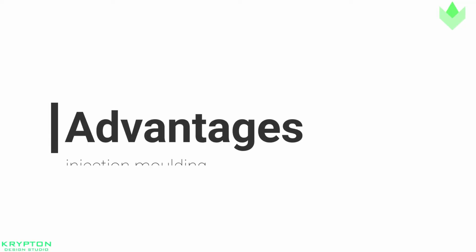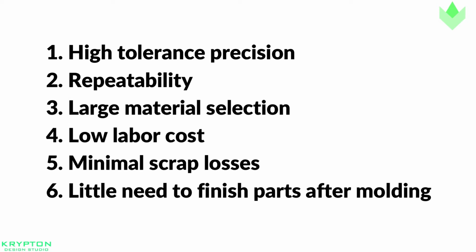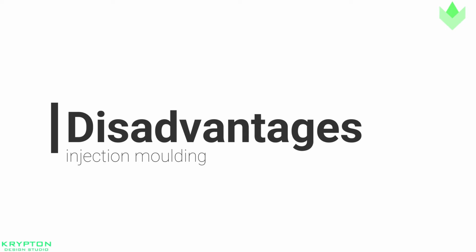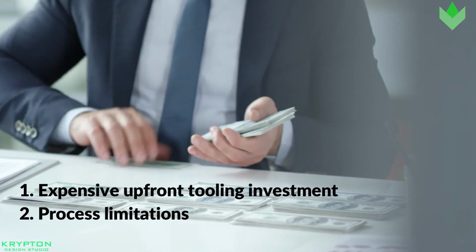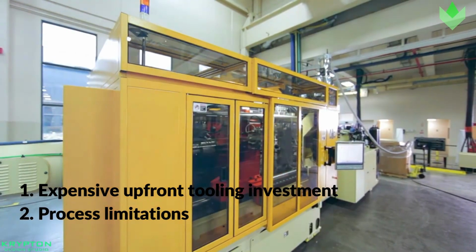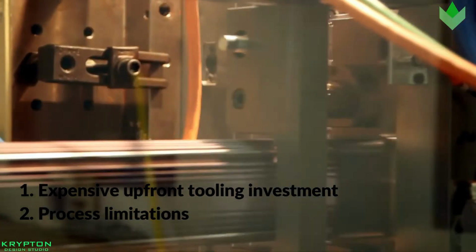Some advantages of injection molding are high tolerance precision, repeatability, large material selection, low labor cost, minimal scrap losses, and little need to finish the part after molding. Some disadvantages of this process are expensive upfront tooling investment and process limitations.